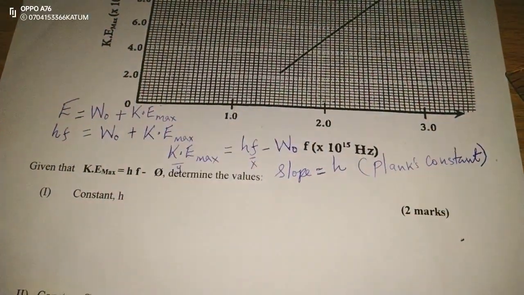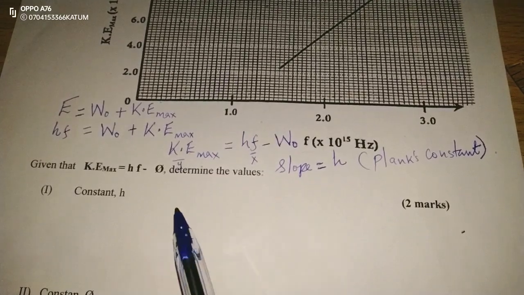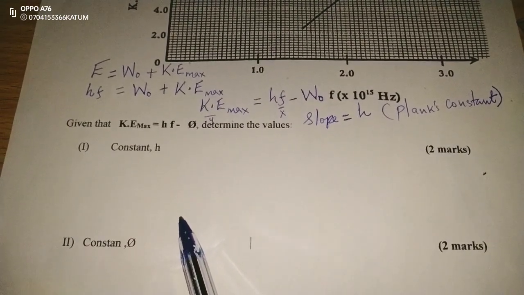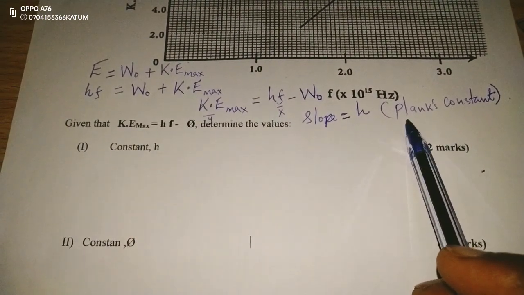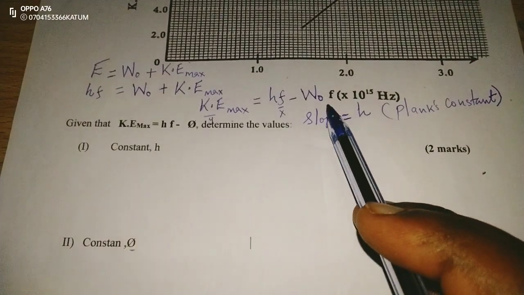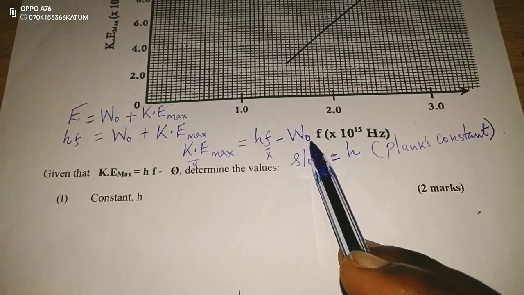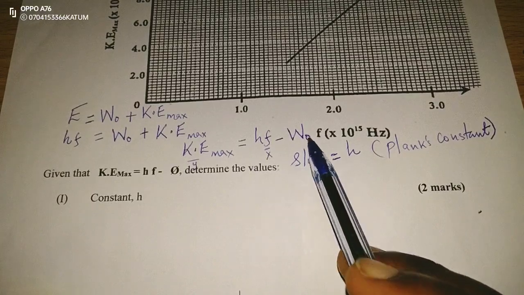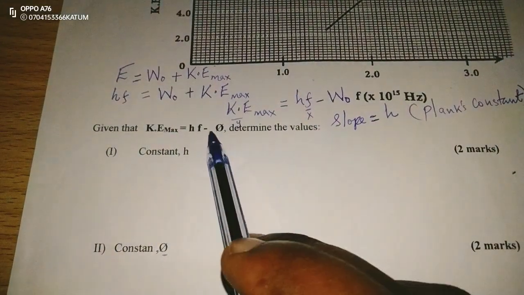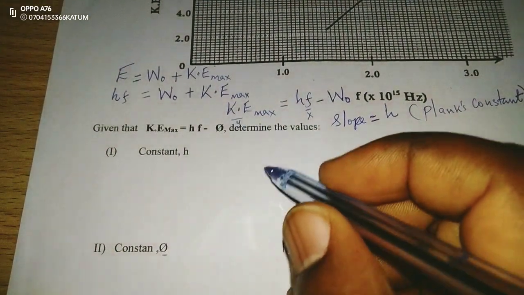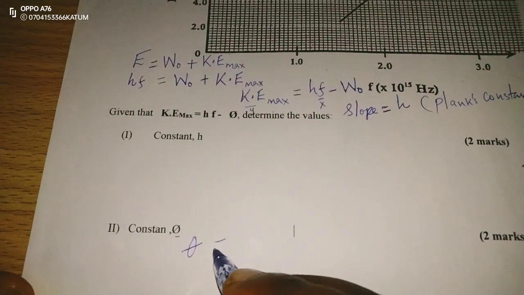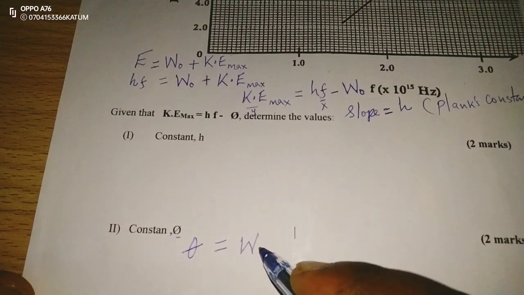Again, we are having another constant here, which we are yet to know how it will be determined. So we know that for constant H, we will use the slope. But constant theta, in this case, is representing the negative work function here. Therefore, according to this equation and to this one, we should know that the value of theta will be the same as the value of the work function.